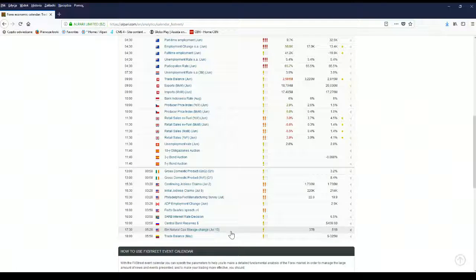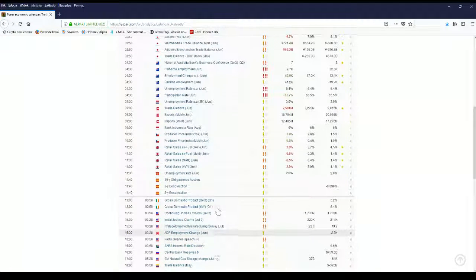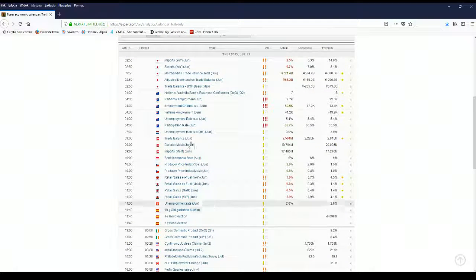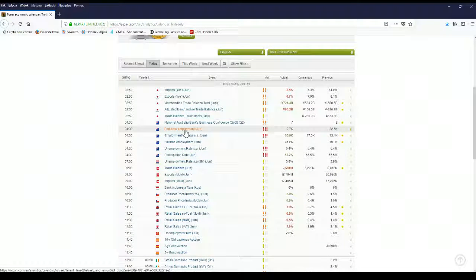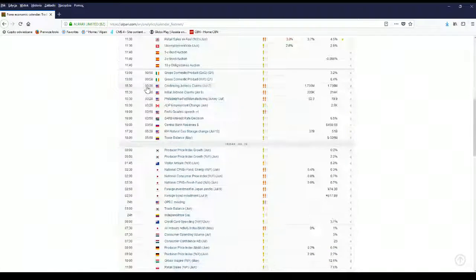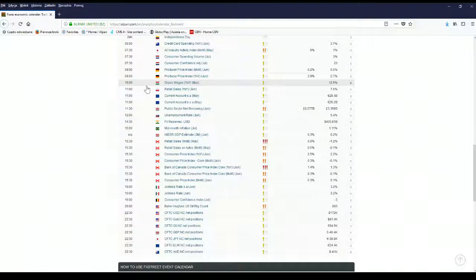Still to come today, we don't have any important data left. Initial jobless claims, as always. But that's it. So retail sales and employment data from Australia were the most important ones. And as for tomorrow, obviously data from Canada, retail sales and inflation.